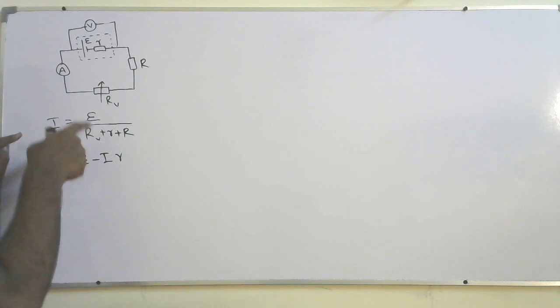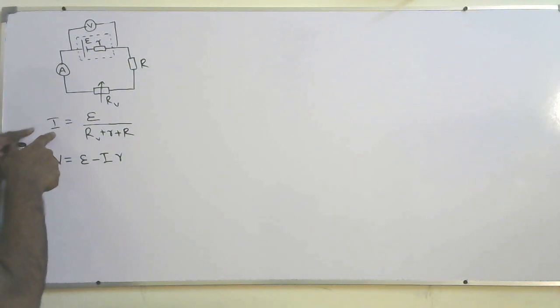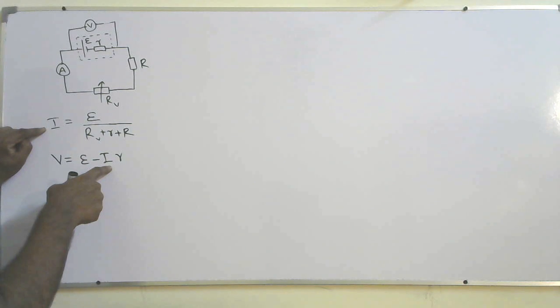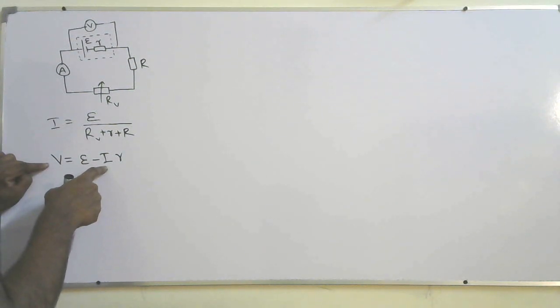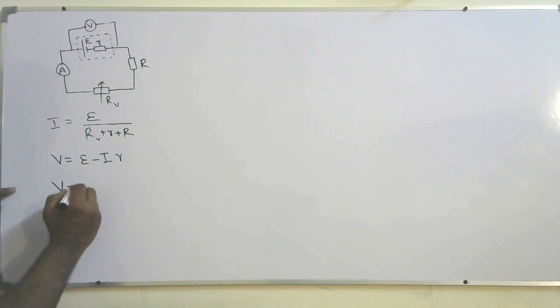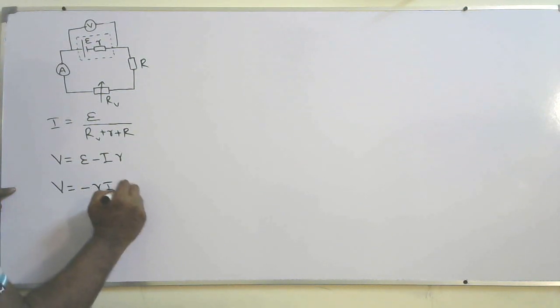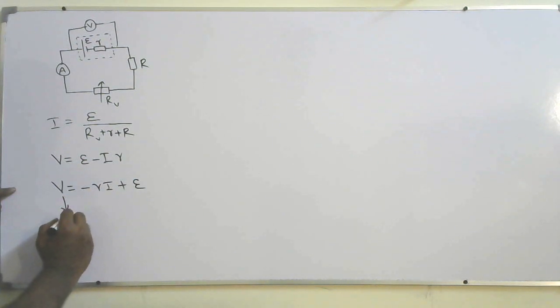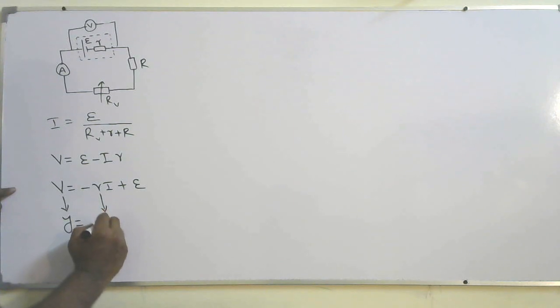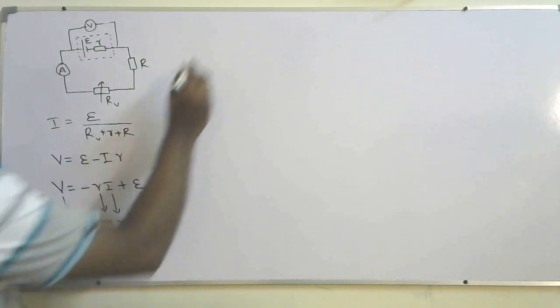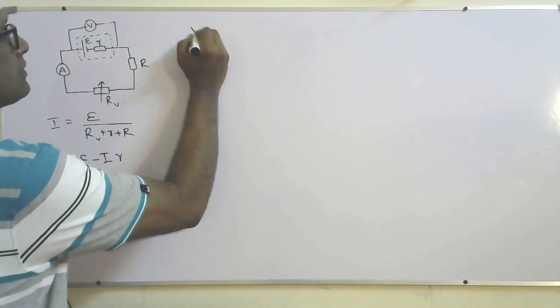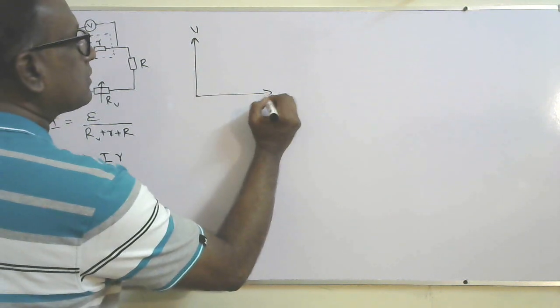So I can change the RV and get different current flow, different ammeter readings. So when ammeter reading changes, voltmeter reading also will change. I'm going to plot a graph of voltmeter reading against ammeter reading. So I should rearrange this equation. V equal minus RI plus EMF. So this will be y equal mx plus c, this is the gradient, this is the x-axis. So plot a graph of voltmeter reading against ammeter reading.